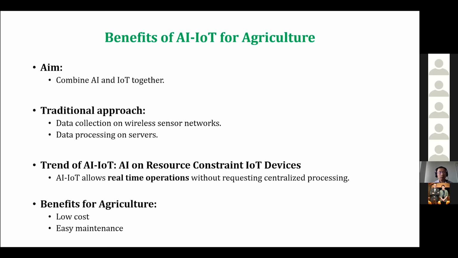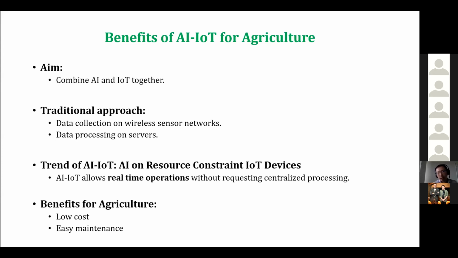In this traditional approach, it separates the data collection and data processing. The sensors, the IoT network, is only responsible for collecting data, and the server is only responsible for processing. That's the traditional way. But now the trend is different. We not only want AI to happen on the server, but also on the IoT devices, on some resource-constrained IoT devices. The key requirement in this trend is that AI IoT allows real-time operation without requesting centralized processing.